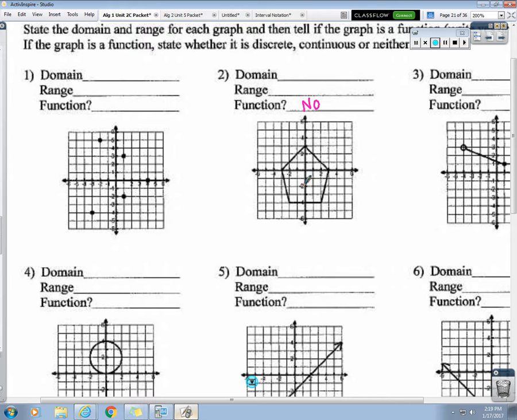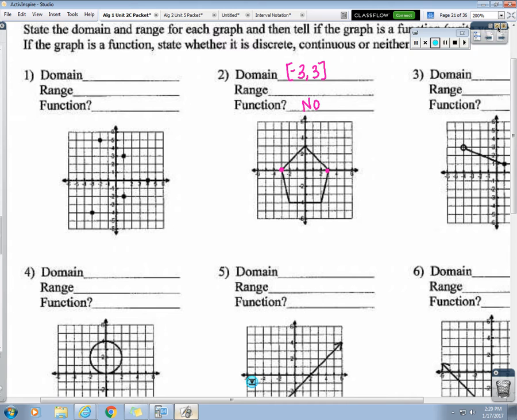Now let's talk about the domain. The domain is always about the x values. So if you were running around this pentagon, where is the furthest left you could get to? Wouldn't it be right there? And that's an x value of -3. And couldn't you walk all the way until you were on the -3 line? So it's included. What's the furthest to the right you could get on it? Positive 3, and it's included.